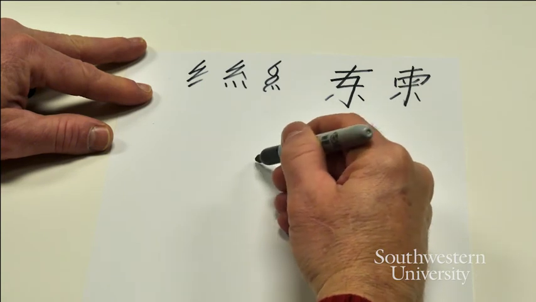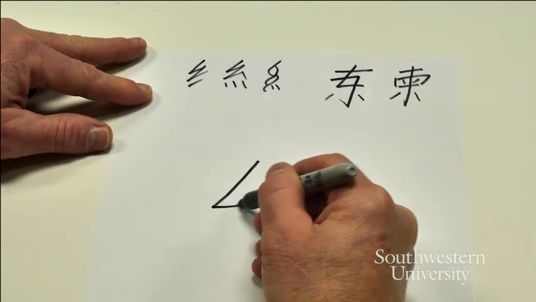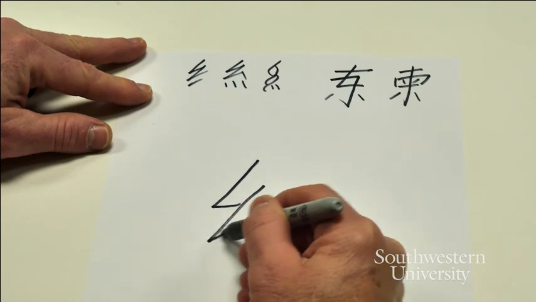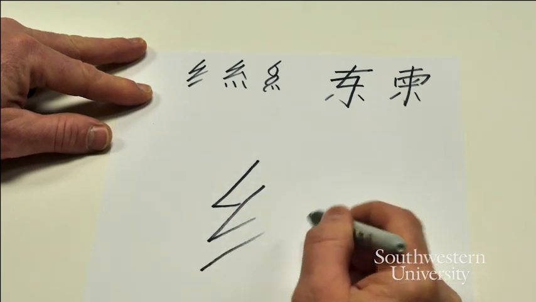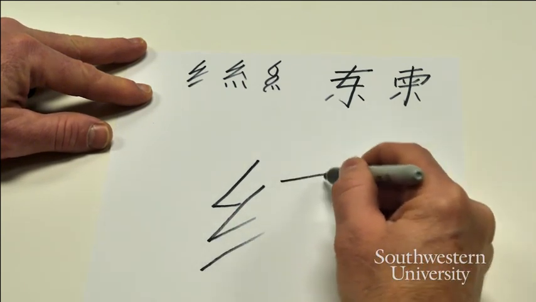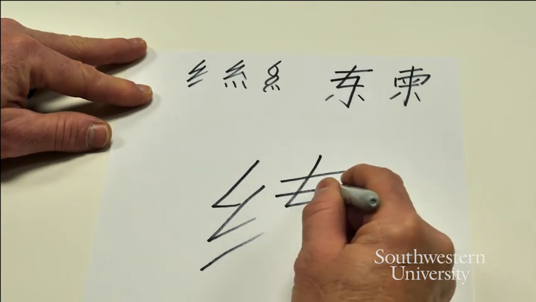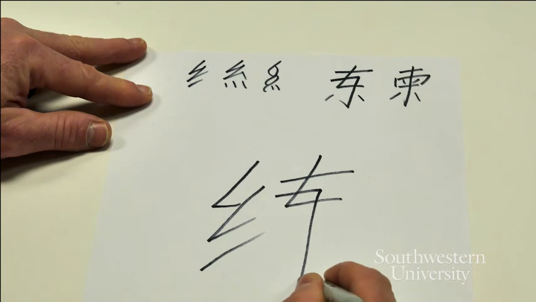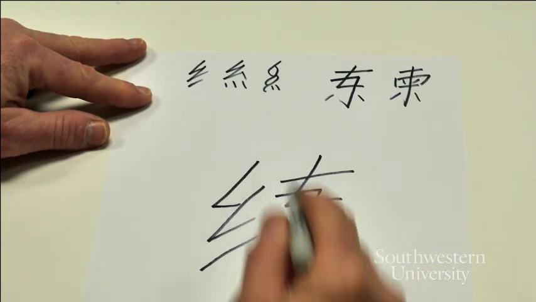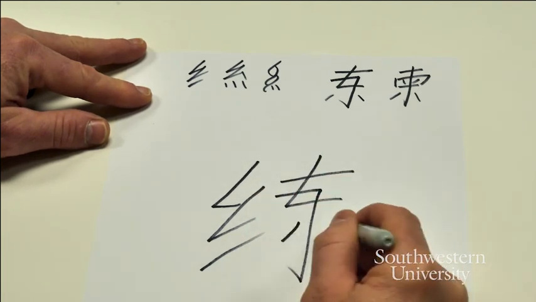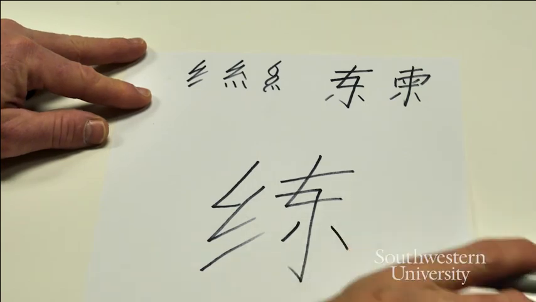So, pie, zhe, pie, ti, hung, pie, zhe, hung, zhe, go. Remember that crosses over dian, dian, dian.